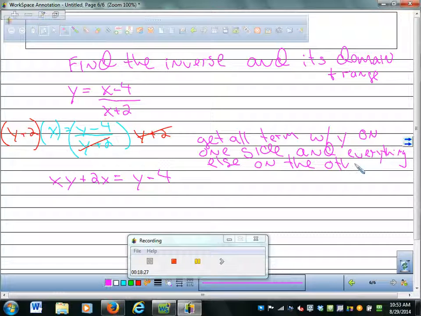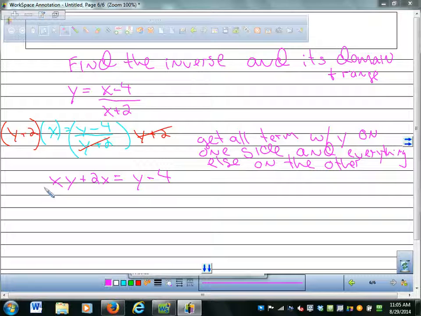So if I did that, I could hide this, okay? I'm going to bring the y over here: x, y, minus y, equals minus 2x minus 4. I don't need to show the steps for that, do I? You guys see what I did? Subtracted y from both sides and subtracted 2x from both sides.